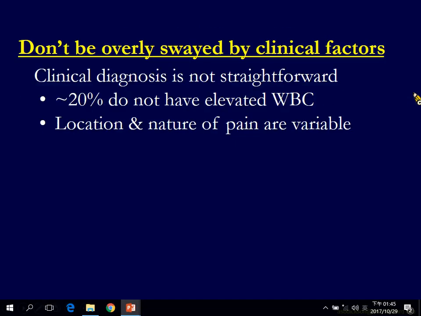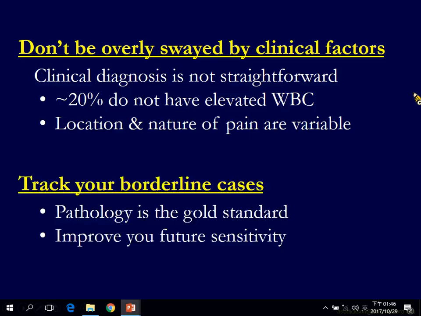Sometimes radiologists get a little bit uncertain about their diagnosis if they hear that, oh, the patient has no fever and they have no white count. But a substantial minority of these patients don't have an elevated white count. The location and nature of pain can be quite variable. And to be honest about it, if clinical diagnosis of appendicitis was so good, then we wouldn't need CT. It's very difficult to diagnose a lot of appendicitis cases clinically. So stick to your guns if you see convincing findings of appendicitis.